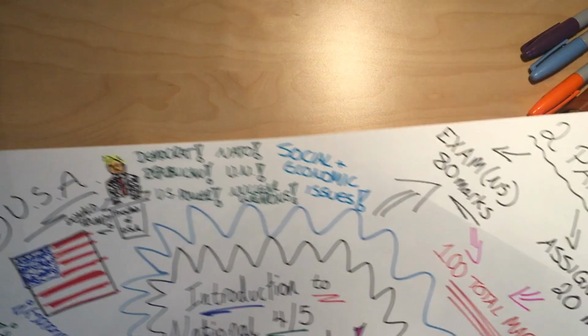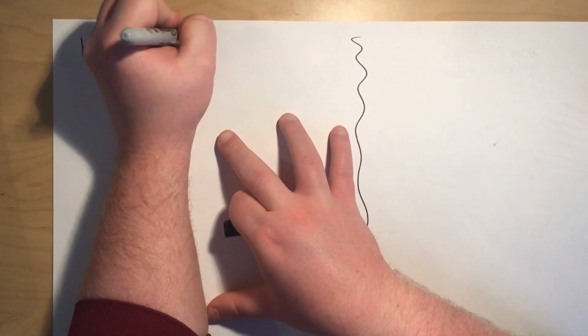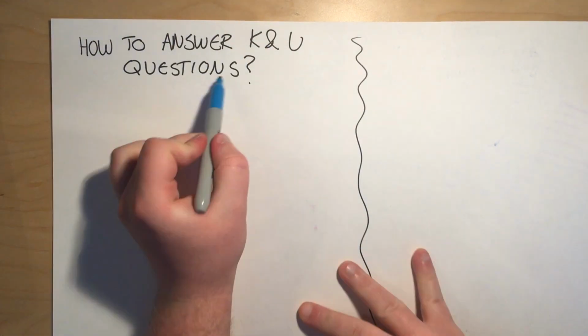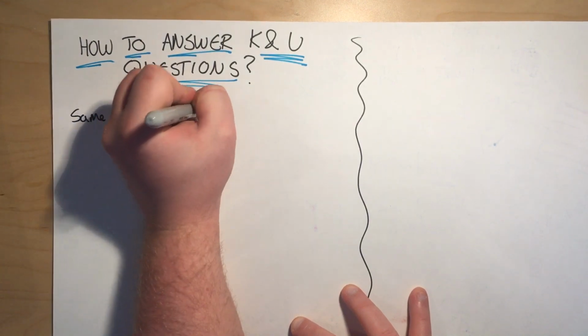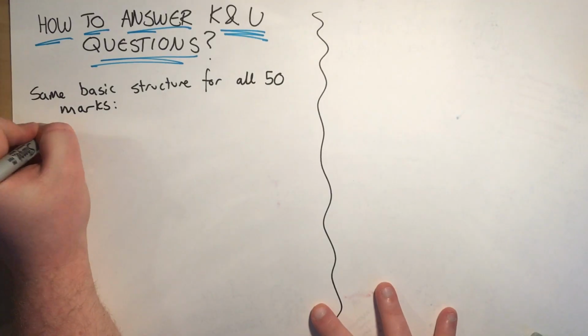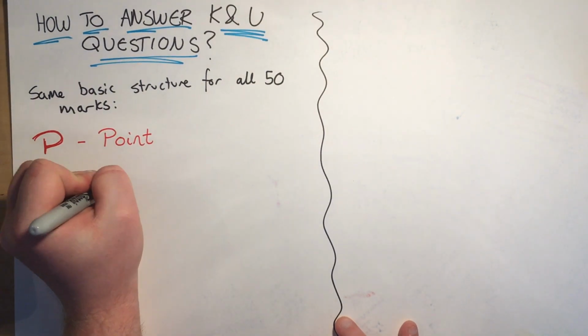In terms of how we answer the questions, you'll be glad to hear we use the same basic structure for all 50 marks worth of knowledge and understanding questions in the exam. So all our knowledge and understanding questions will be answered in the same way using the PEE structure. So point, explain, extension. Some different schools do it slightly differently. Ours is just point, explain, extension.